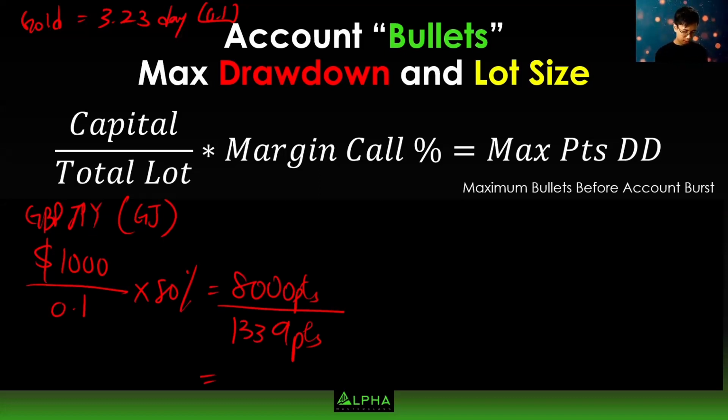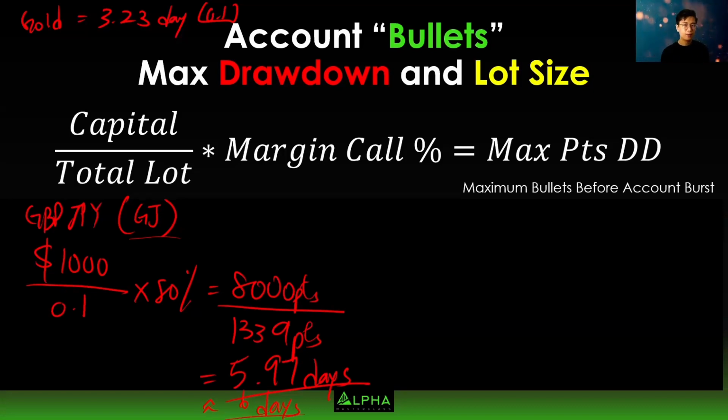8,000 divided by 1339 is about 5.97 days. That means if GBP JPY fully goes against you, it takes about 6 consecutive days coming down and you are dead. But it is unlikely to have 6 consecutive down days, it could be down, up, down, up. Combining multiple days until 8,000 points, you will still be margin called.